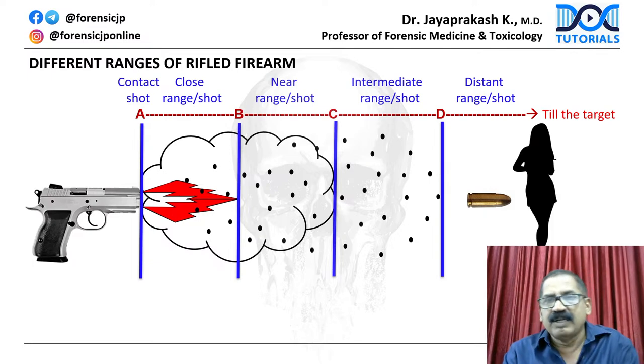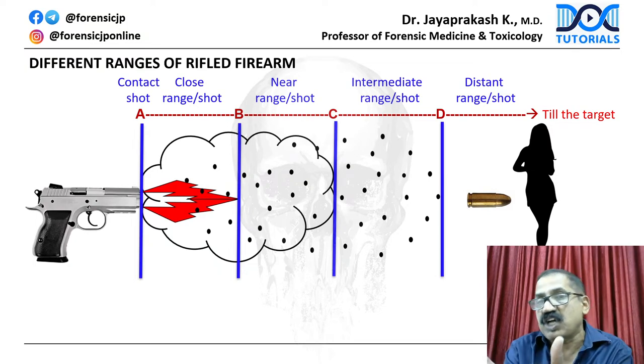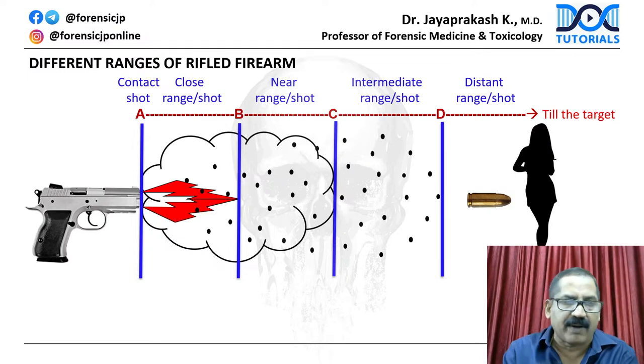Now, look here. If the target is in the distant shot or distant range, as I told you earlier, regarding the products of firing and the effects on the body, there will be only a wound of entry surrounded by a grease collar and abrasion or contusion collar. Just remember, I will show you later. Just try to understand. Okay.